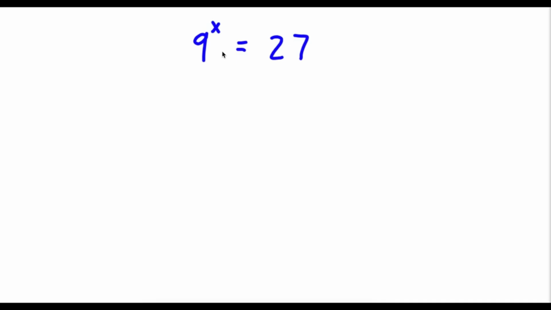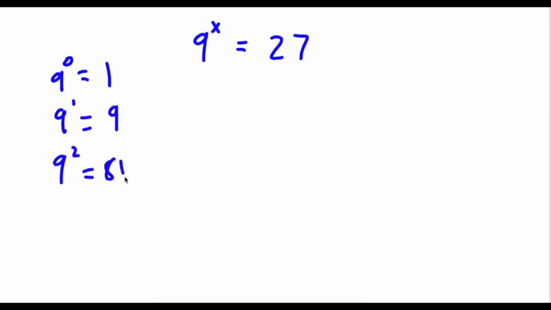So I have 9 to the power of x is equal to 27. And this may seem like a challenging problem because if you take, let's say, 9 to the power of 0, this is equal to 1. 9 to the power of 1 is equal to 9. And 9 to the power of 2 is equal to 81. Meaning, x in this case would be either a fraction or a decimal, because it can't be a whole number.